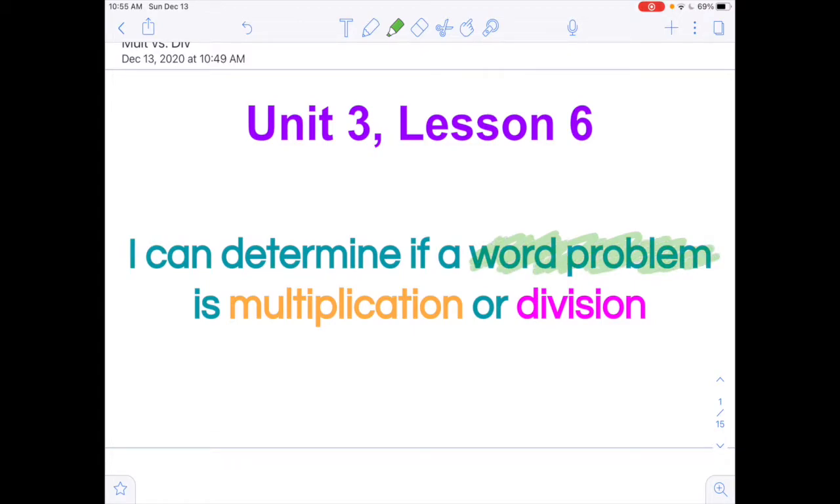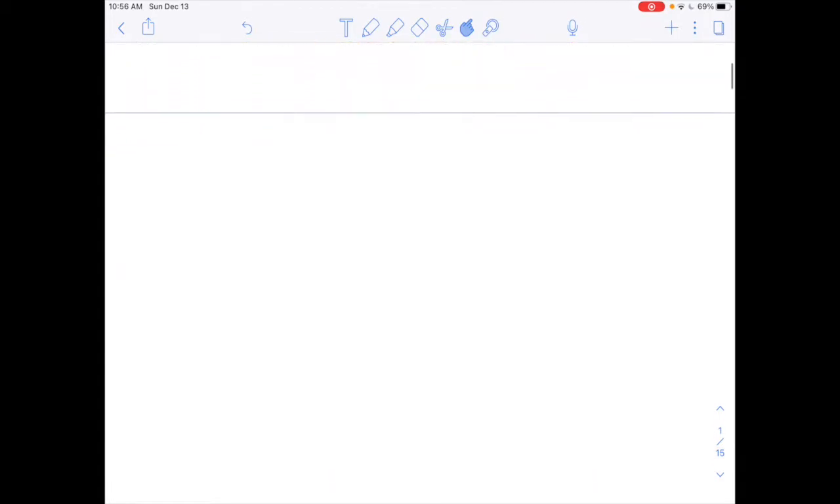For the last couple of weeks, we've just been having problems where it's a fraction divided by another fraction. So it would look kind of like 3/4 divided by 5/8. Or sometimes there'd be a whole number in front, something like 2 3/4 divided by 5/8. Today we're going to figure out how to know if a word problem is multiplication or division. So let's get started.